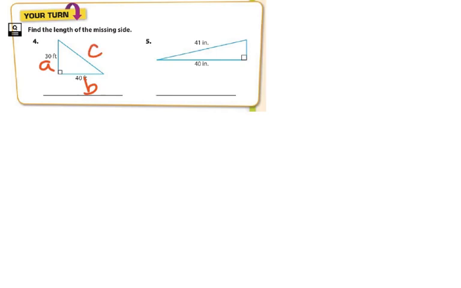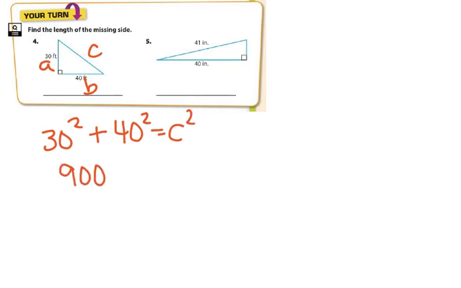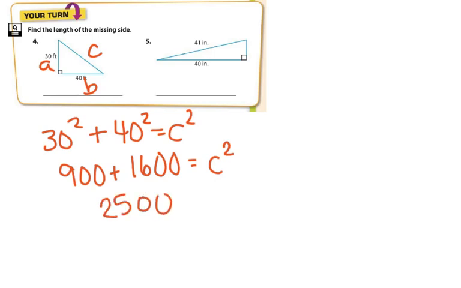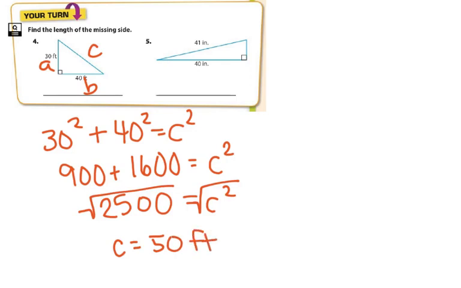I'm going to make this a, this b, and of course that's c because it's opposite of the 90-degree angle. So I know that 30 squared plus 40 squared equals c squared, right? So I've got 900 plus 1600 equals c squared, and that equals 2500 equals c squared. And at this point, I take my square root of both sides in order to find out what c is, and c equals 50. So c equals 50 feet in that instance.